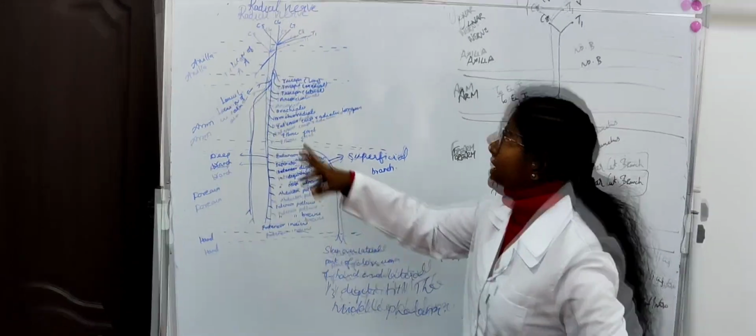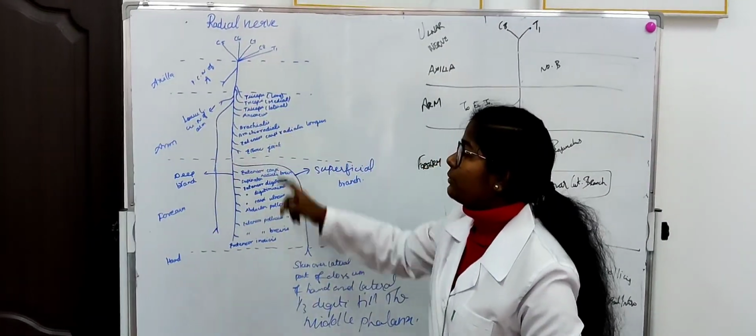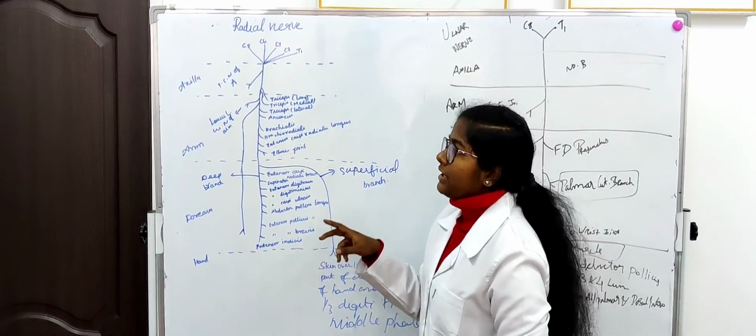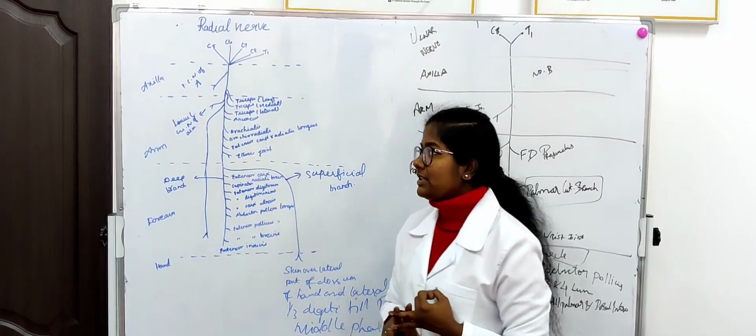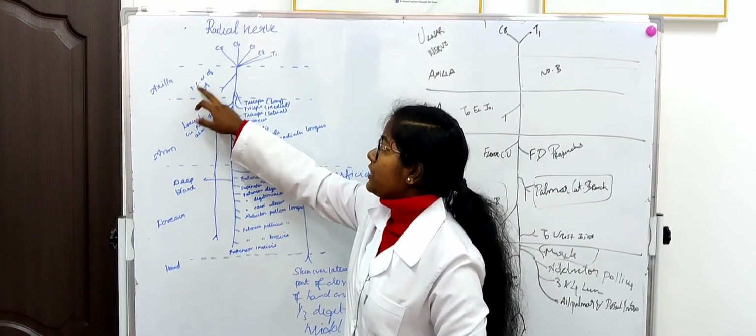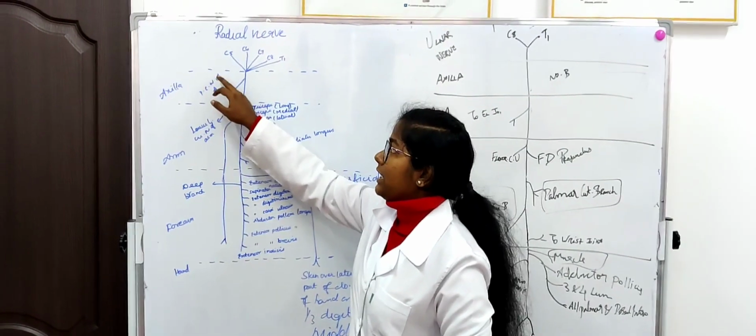We have to see the radial nerve. The radial nerve root value is C5 to T1. It has 2 branches, a deep branch and a superficial branch. In the radial nerve we have 2 functions, motor and sensory. First, it enters the axilla. In the axilla we have the posterior cutaneous nerve of the arm. It is the motor function.